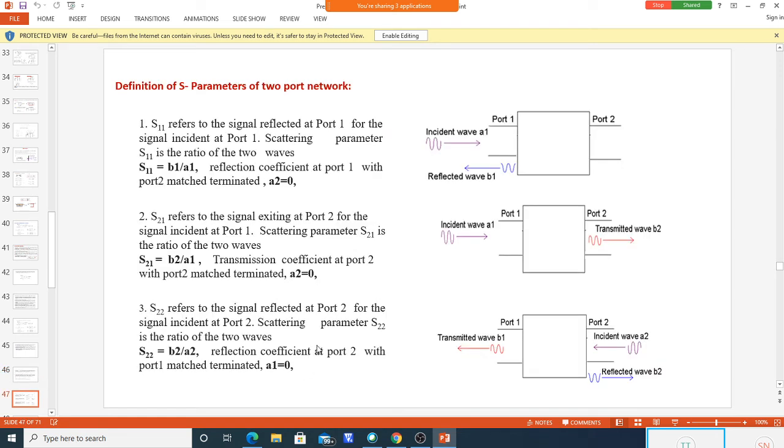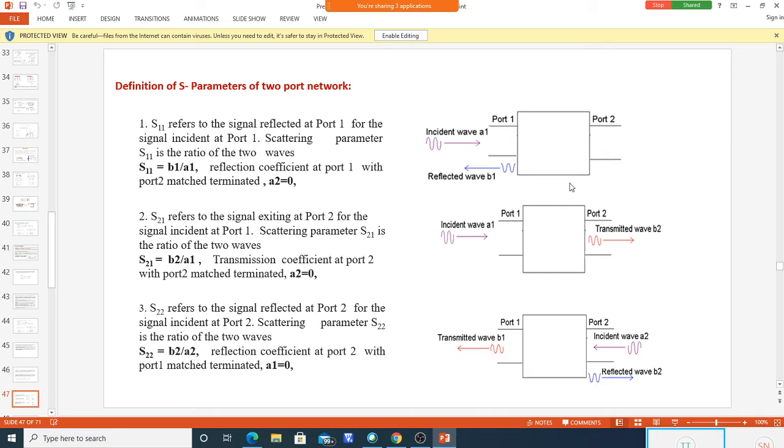So now we will see the definition of those S parameters. Is it audible? Hello, hello. Yes, ma'am.